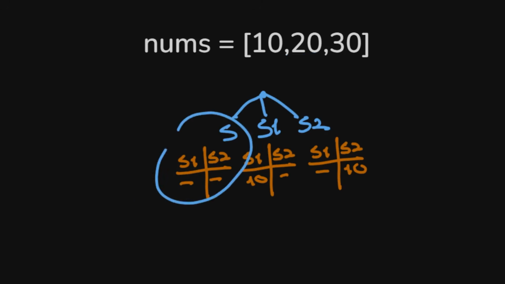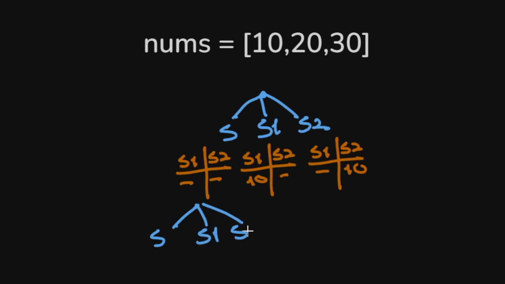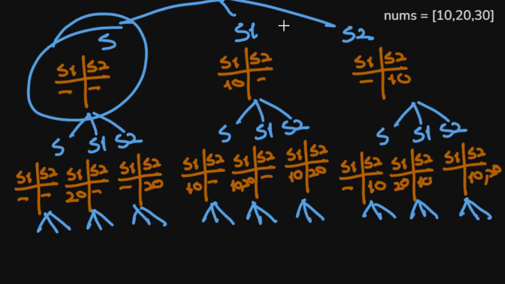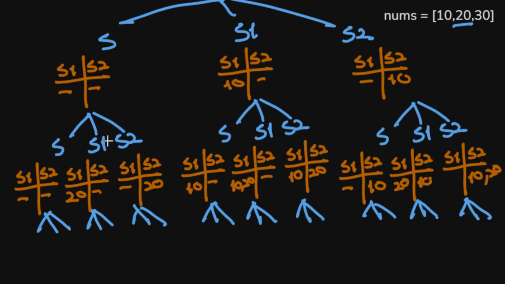What if we are here? We don't include this number. We have this scenario. Well, now we have three choices again. We can skip the current number, include it in subsequence 1, or include it in subsequence 2. So if we're coming from empty subsequences and we don't include this number, we still have empty subsequences. If we come from here and we include this in subsequence number 1, we get this scenario. If we include 20 in subsequence 2, we get this. And here we have the scenarios for when we include 10 in subsequence number 1.